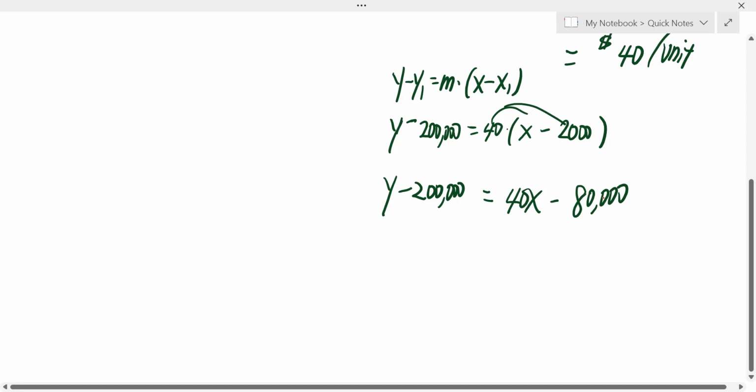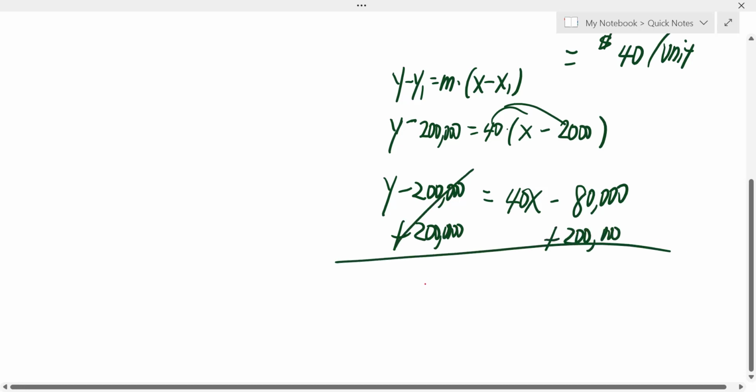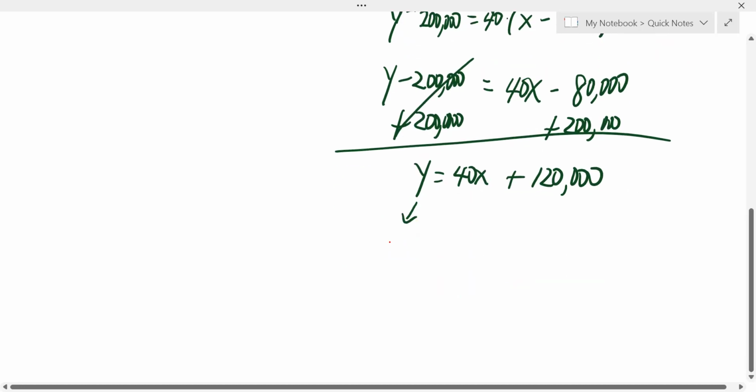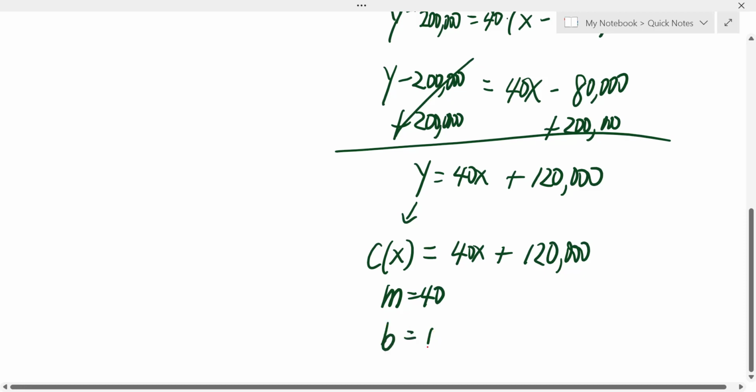Right. Now we're adding 200,000 to both sides of the equation. The y value equals 40x plus 120,000. And put into real context, y here represents cost function C of x, 40x plus 120,000. Here slope is 40. Y-intercept is 120,000. 120,000 here represents fixed cost, and 40 here represents variable cost per unit.